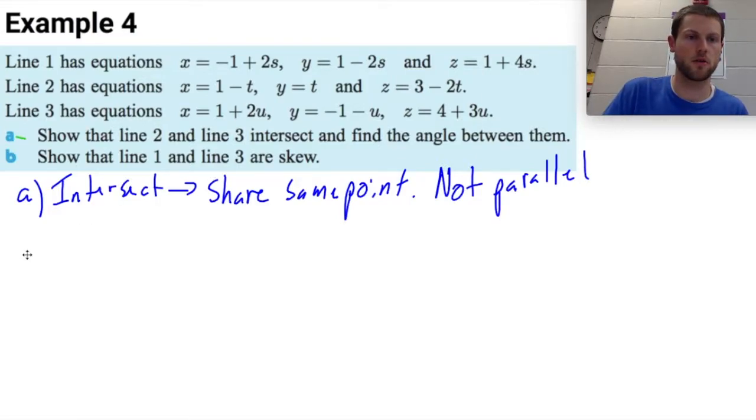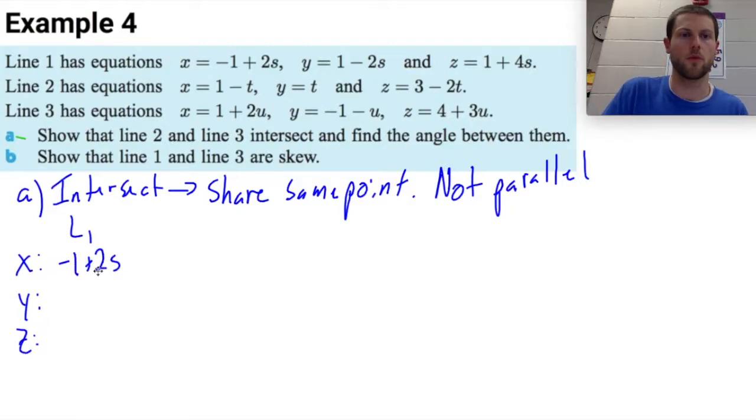We want to get the x, y, z equations of lines 1 and 2. So let's take line 1. Let me fill this out. This is -1 plus 2s. Oh, I'm sorry. I want to use lines 2 and 3. Line 2 has 1 minus t for my x. I'm grabbing all these equations from up here. The y is going to equal t, and the z is going to equal 3 minus 2t.